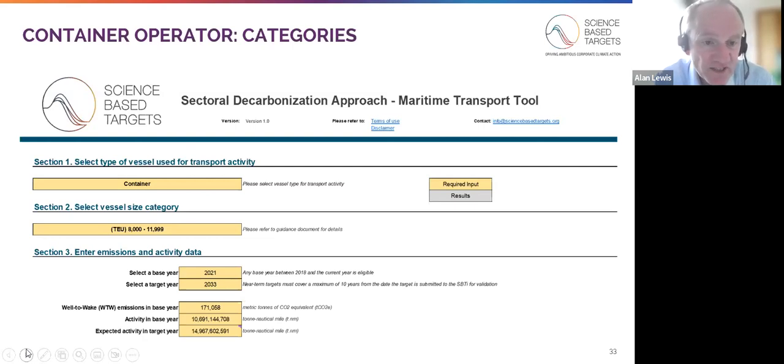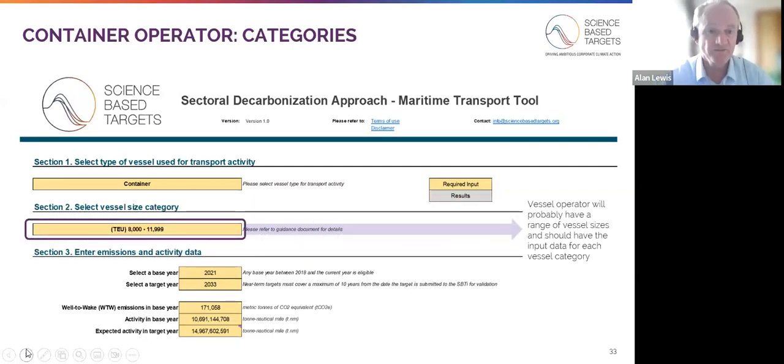And again, the company needs to select a base year, a target year, and then for each of those, input its total well-to-wake emissions for the base year, its activity known for the base year in ton nautical miles, and again its expected activity in the target year based on company growth projections. And again, for consistency with the previous example, we've set that activity target to 40% for this example.